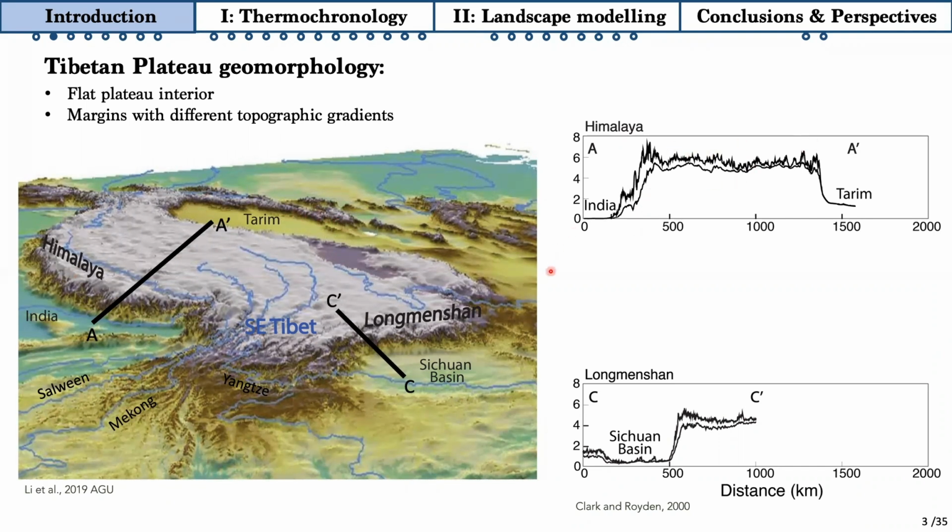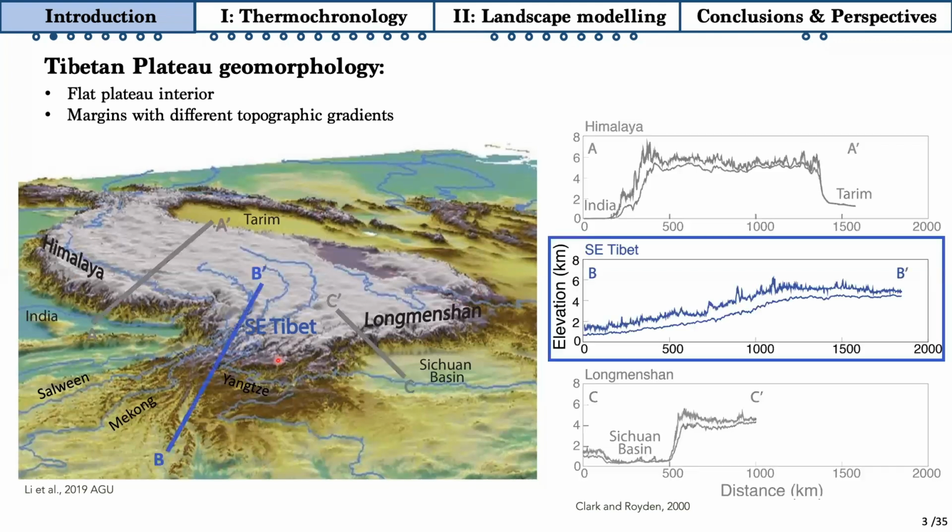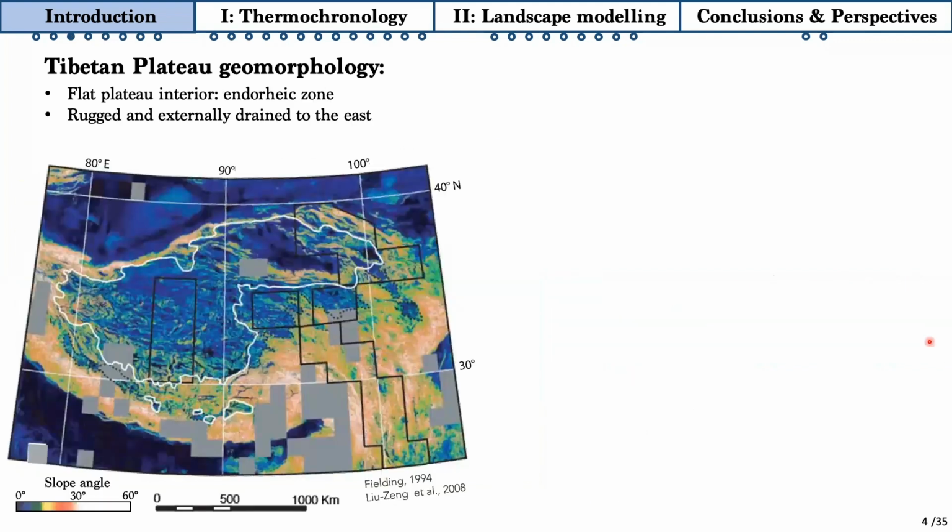And very interestingly, our study zone, the Southeast Tibet, shows a very gradually decreasing topographic gradient over a long distance of 2,000 kilometers. So this remarkable flatness of the plateau interior, which is colored in blue here on this slope angle map, is in contrast with the steep margins marked by yellow here.